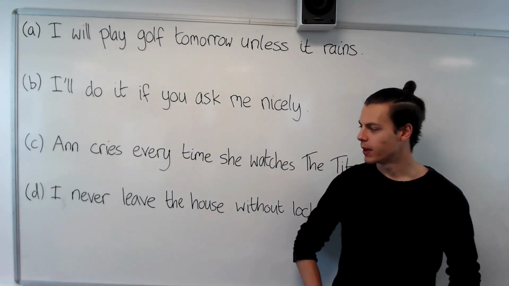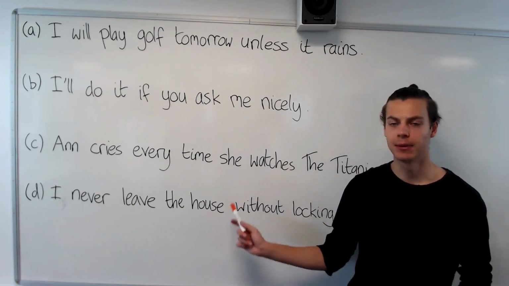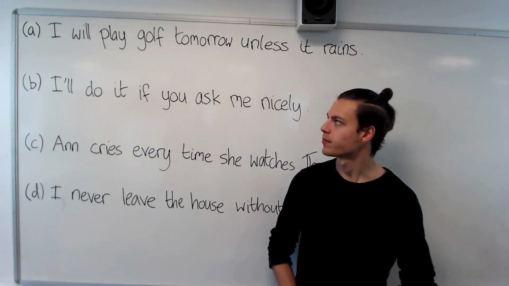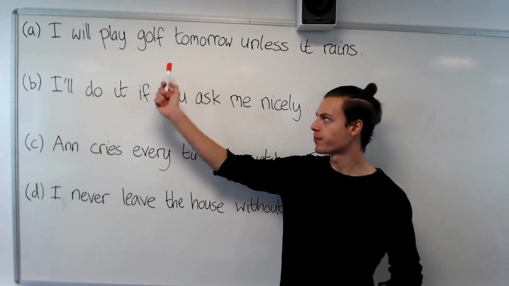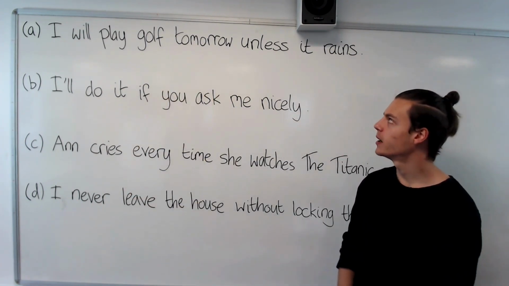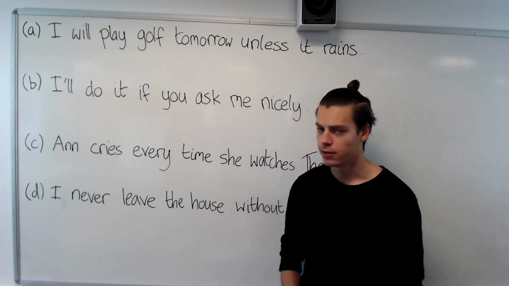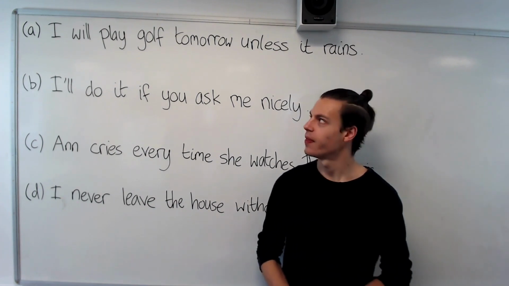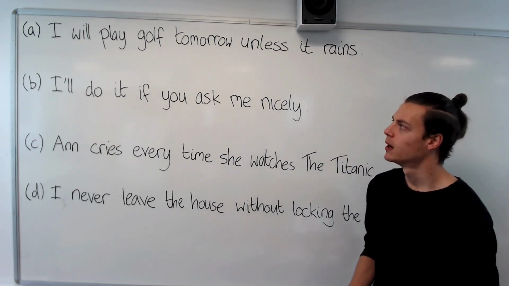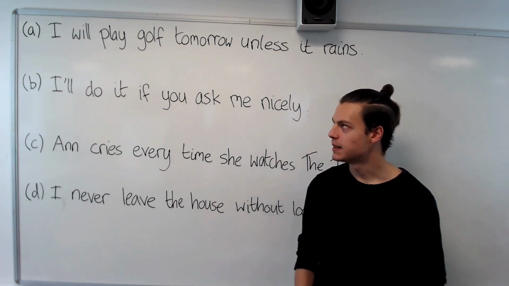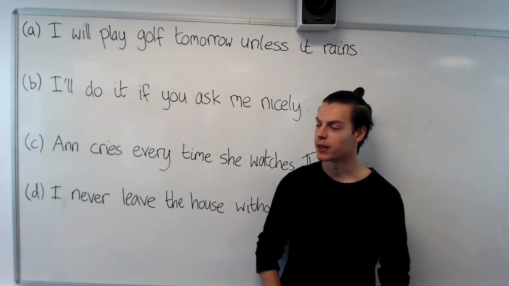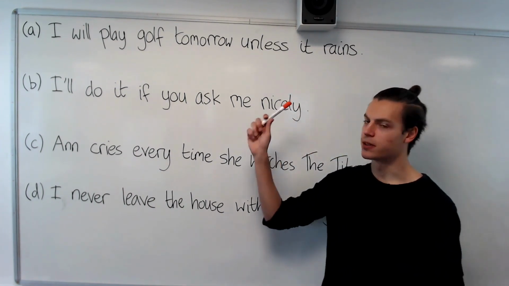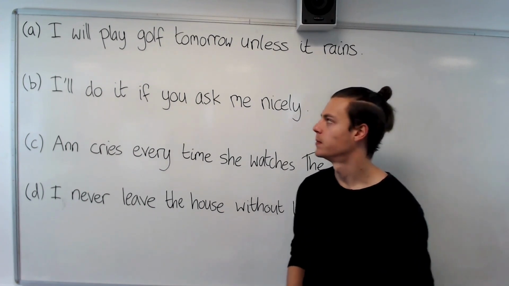In this exercise, we are tasked with rewriting these four statements in the form if something, then something else. So let's look at our first statement. I will play golf tomorrow unless it rains. So I'm really keen to play golf, so if it doesn't rain tomorrow, then I will play, right? Now, it's not necessarily the case that if it does rain, I won't play golf, okay? If it rains, I may or may not play golf. But for sure, if it does not rain, then I will play golf.